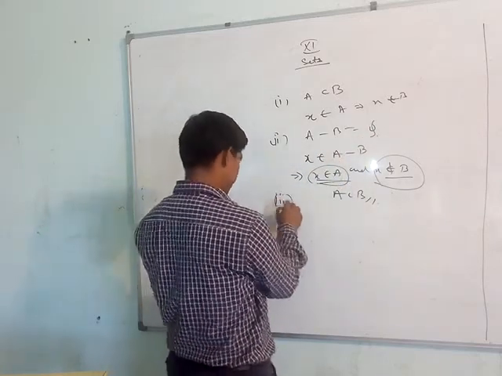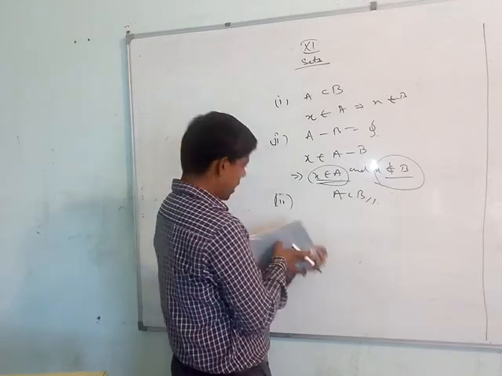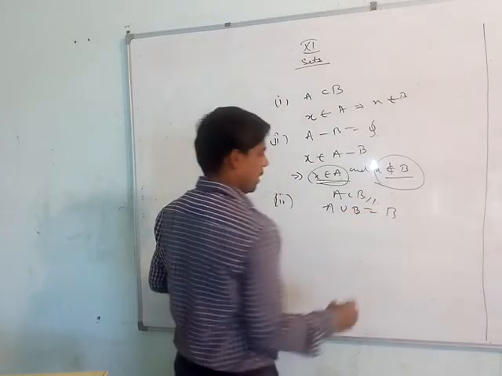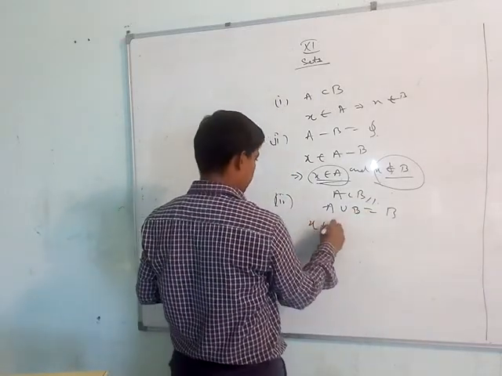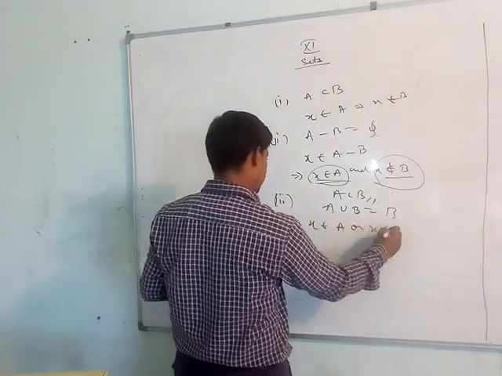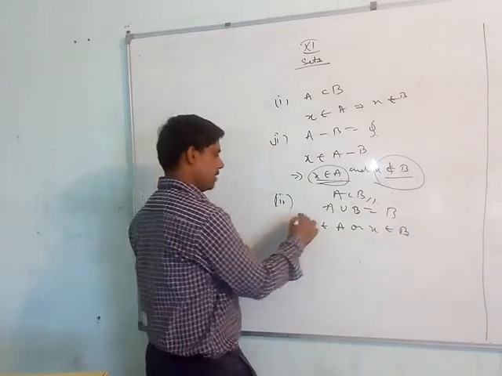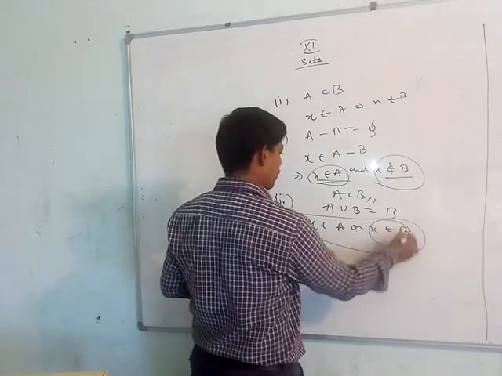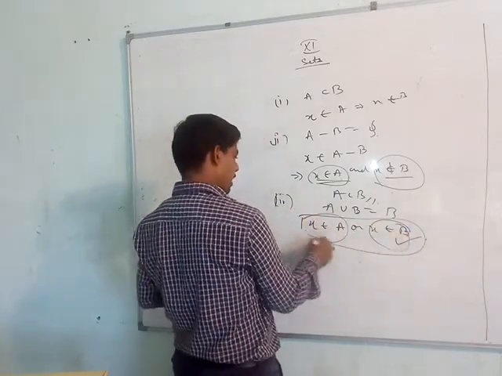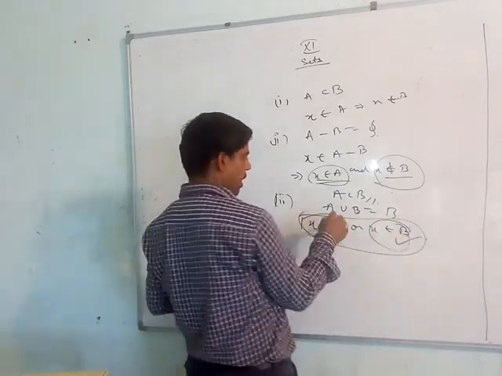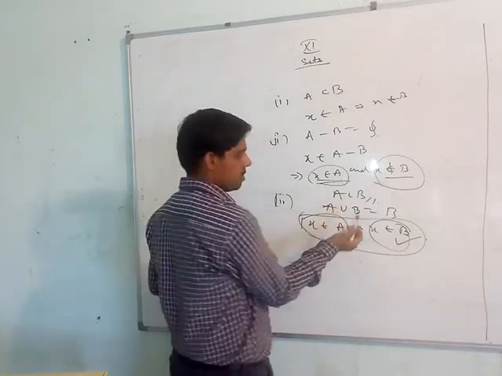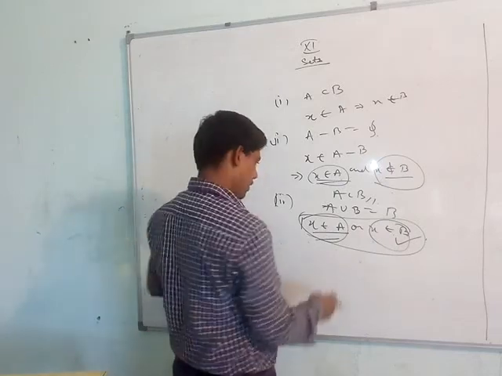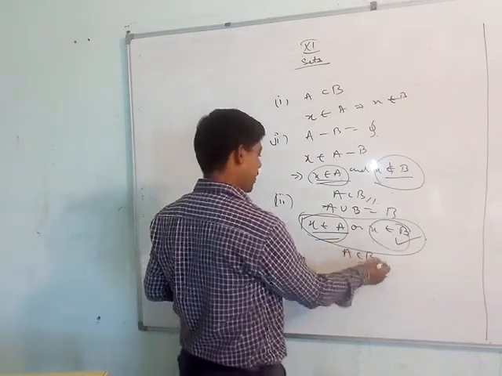Third, A union B is B. What is A union B? A union B क्या होता है? x belongs to A or x belongs to B. Now this is saying that x belongs to B. This is the only true one; the other need not be true. So there is no element of A which is not in B. ऐसा कोई element मिलेगा ही नहीं जो B में नहीं हो. Therefore again we can say that A is subset of B, right?